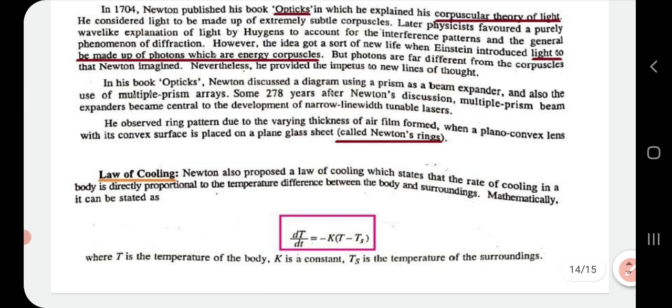And he observed a ring pattern due to varying thickness of an air film when a planar convex lens with its convex surface is placed on a plane glass sheet. That is, he placed a planar convex lens with its convex surface in contact with the glass plate, and so in between these two plates an air film was formed, and because of the variation in thickness of the air film thus formed, he observed an interference ring pattern, and he called it Newton's rings.